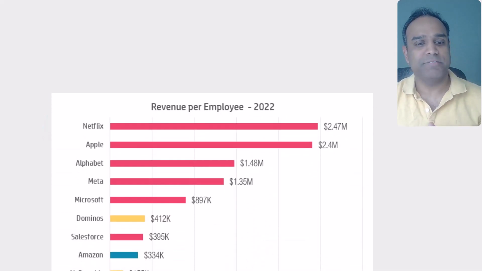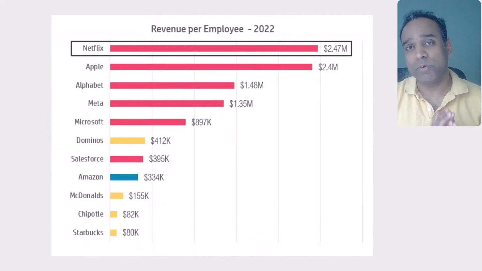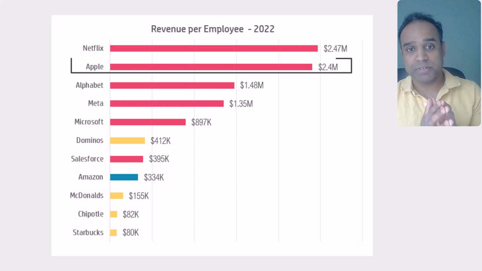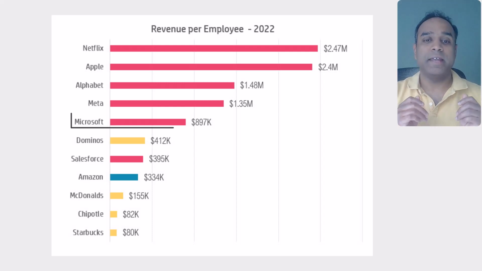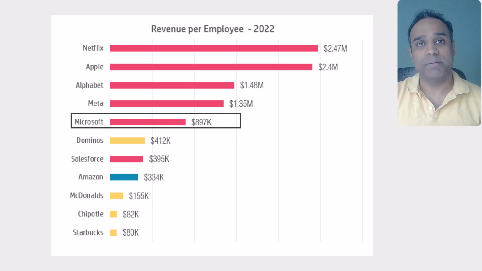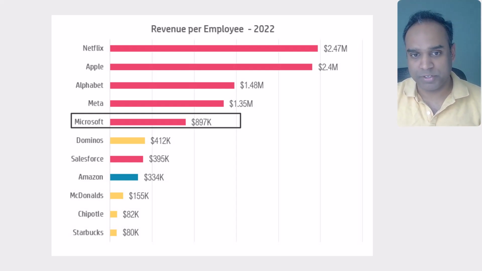Now, an average Netflix employee contributes $2.47 million to the company, while an average Apple employee contributes $2.4 million. And take Microsoft as an example, $897,000 is what an average employee contributes to Microsoft's revenue.